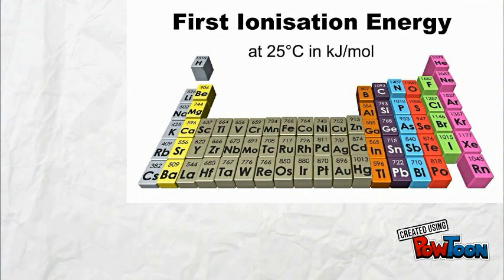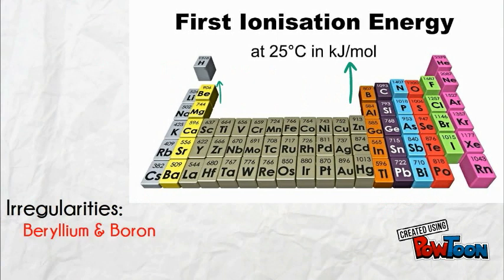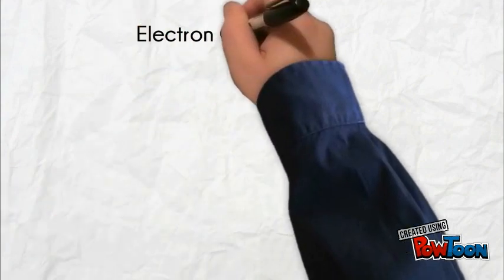Now, as with any guidelines in chemistry, there are irregularities or exceptions in ionization energy. Based on the guidelines, it should follow that boron has a higher ionization energy than beryllium. But as you can see, this is not the case. Beryllium in this instance has a slightly higher ionization energy. This difference, however, can be explained using the electron configuration of each element.